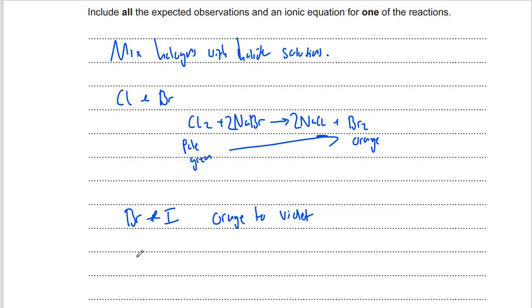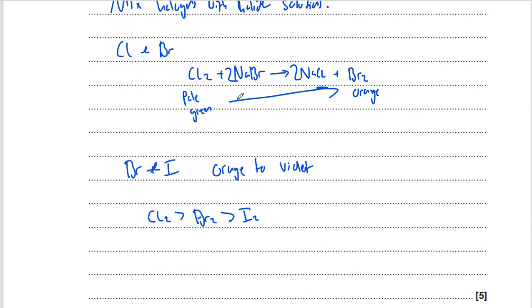But that's all you need. So you see those 2 observations, pale green to orange, orange to violet. That's enough to do it. And therefore you can write the reactivity trend is Cl2 is more reactive than Br2, more reactive than I2. And to do an ionic equation, just as a final thing, just literally take the sodiums out of that equation I just wrote. So let's just say Cl2 plus 2Br minus goes to 2Cl minus plus Br2.